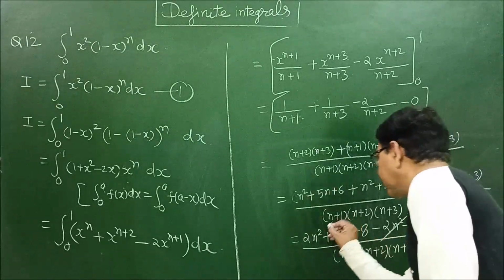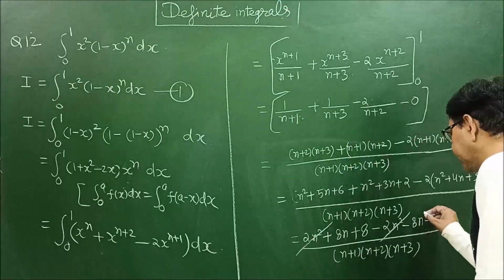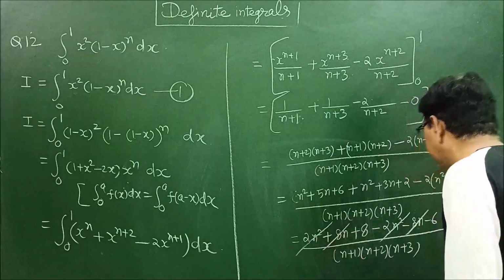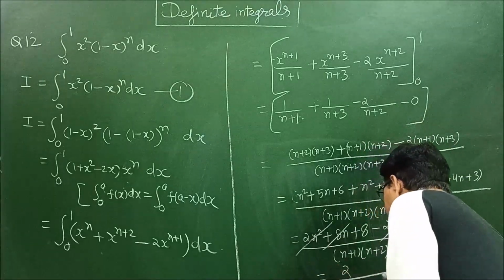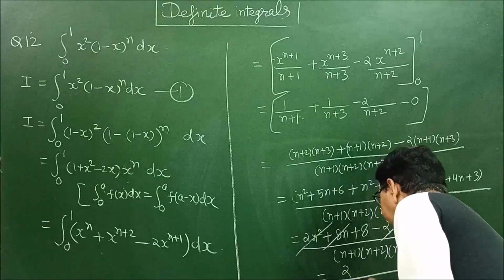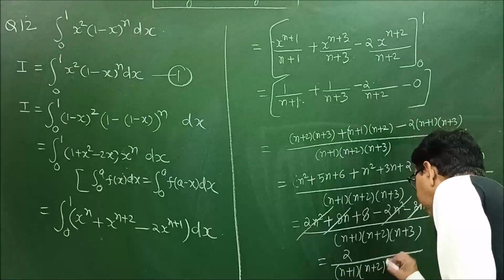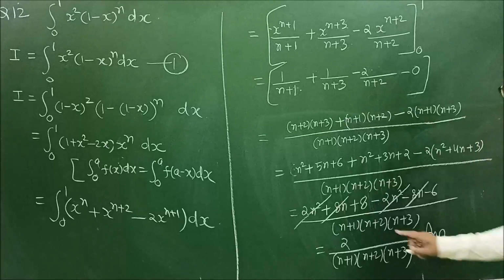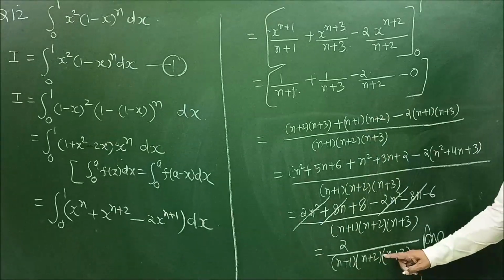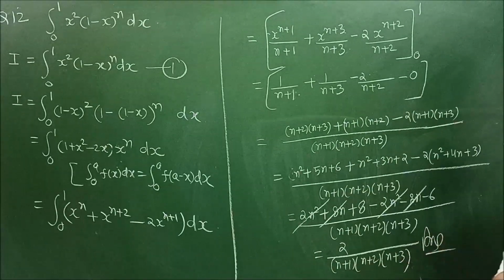This 2n square is cancelled here. 8n and 8n is also cancelled here. 8 minus 6 is equal to 2. So 2 upon (n+1)(n+2)(n+3). So the final answer of the question is 2 upon (n+1)(n+2)(n+3).